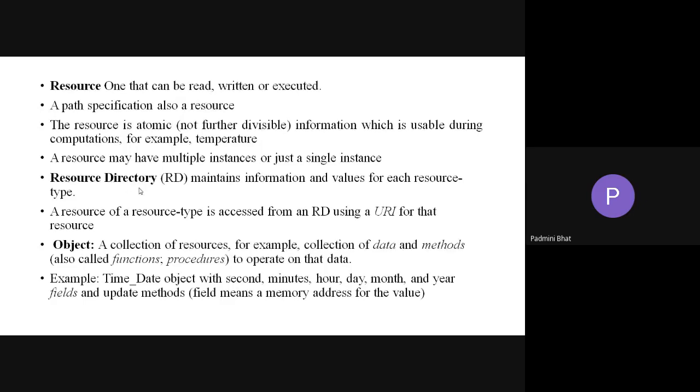Next one is resource directory. Directory means it maintains information and values for each resource type. It is a directory where different types of resources are stored. A resource of a resource type is accessed from the directory using the URI, universal resource indicator, sorry, identifier for that resource. Now next, what is an object? It is a collection of resources, for example, a collection of data or methods, procedures. Anything it can be.